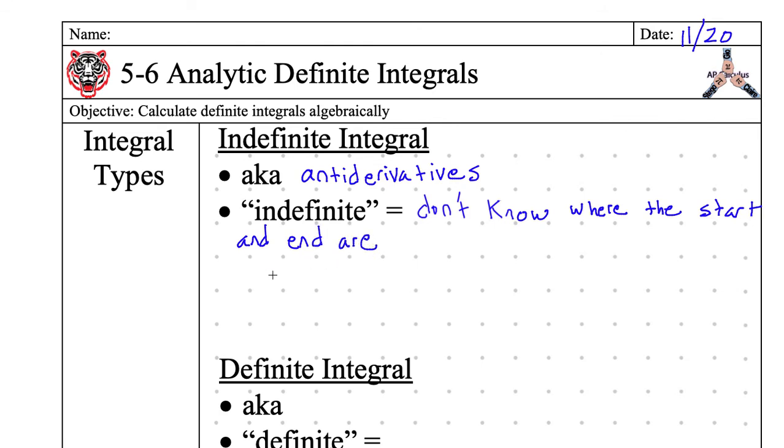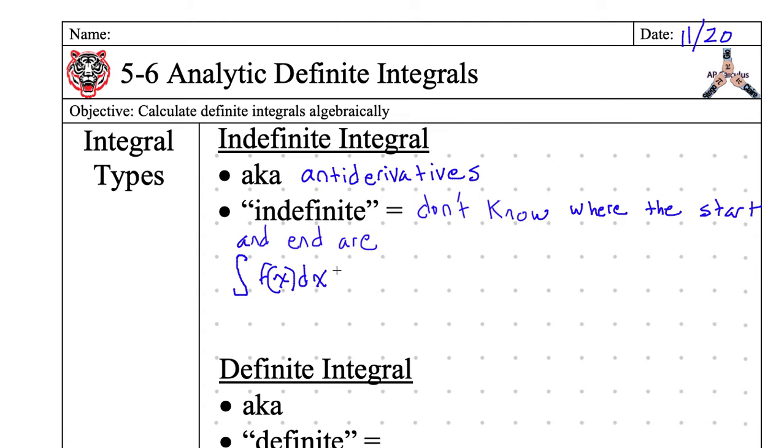And you can even see that in your notation as well. So if I take the antiderivative, or the indefinite integral, my integral looks like that. And of course it looks like that. We've been doing that the whole time. But notice that there's no numbers from here to here. Sometimes we'll say, okay, between 1 and 2. There are no numbers, which means it's indefinite. So we say the indefinite integral of f of x dx.